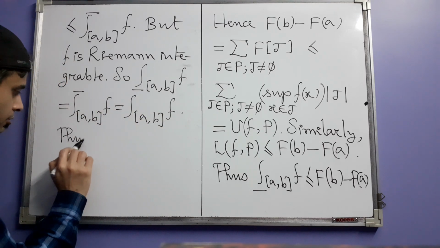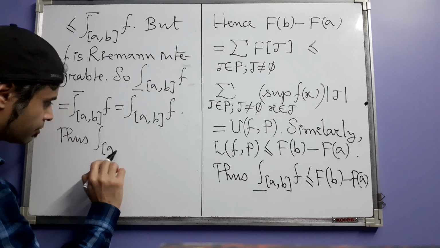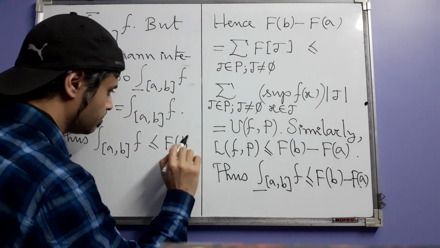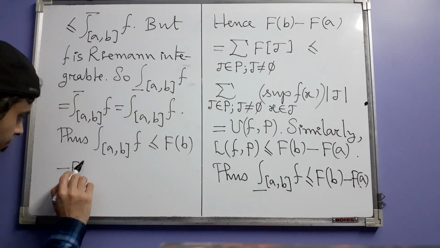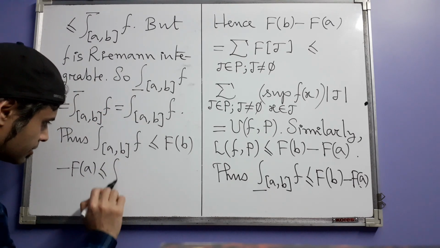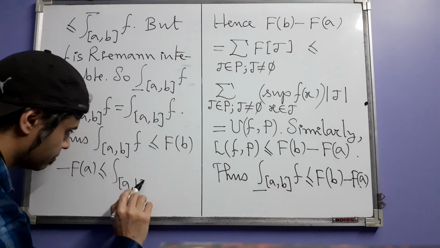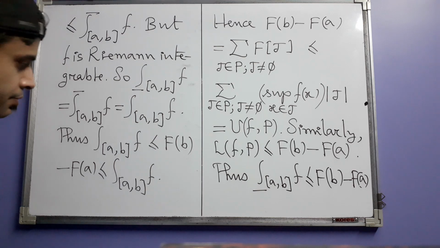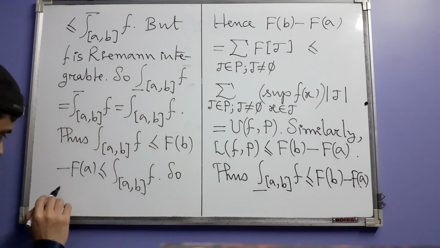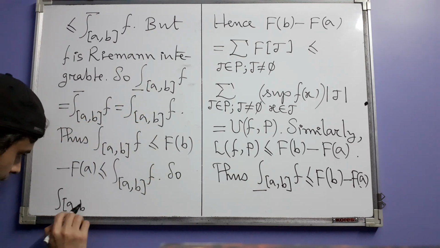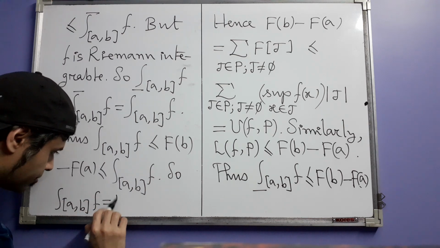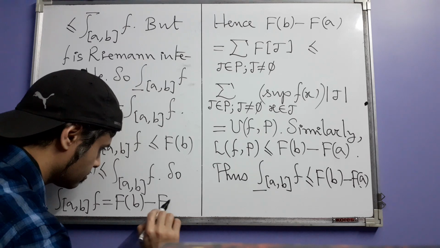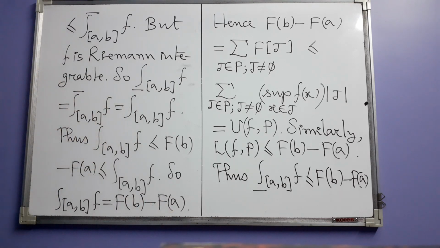Thus, the integral of f is less than or equal to F(b) minus F(a), which is less than or equal to the integral of f. And that's why this is equal to this. And that's the proof of the theorem. Now you know why that school technique works. The actual reason behind the school technique.